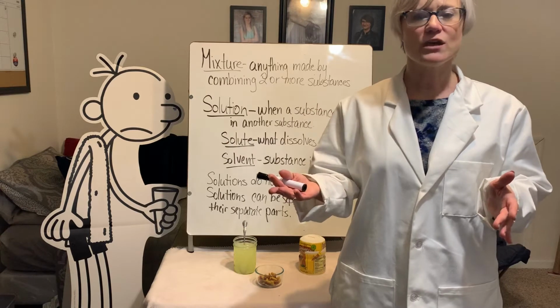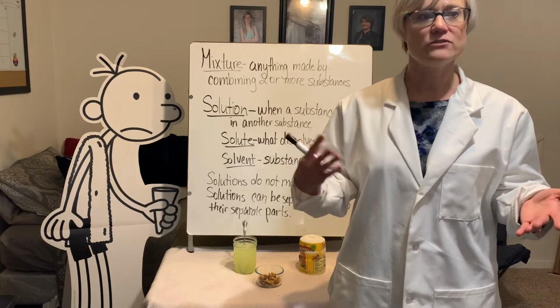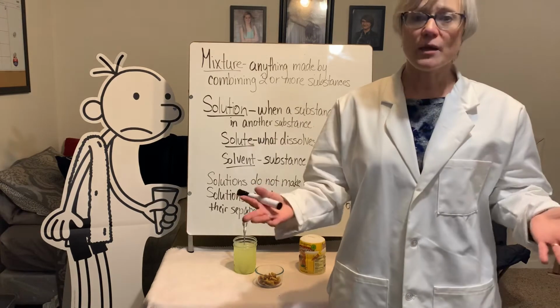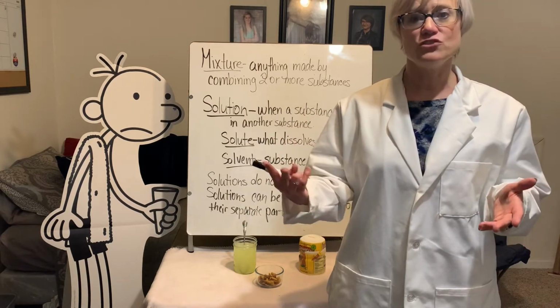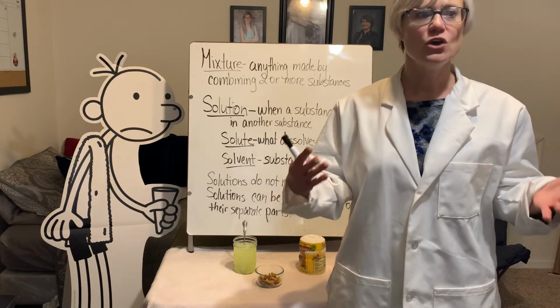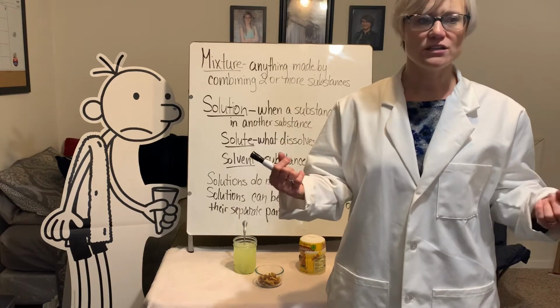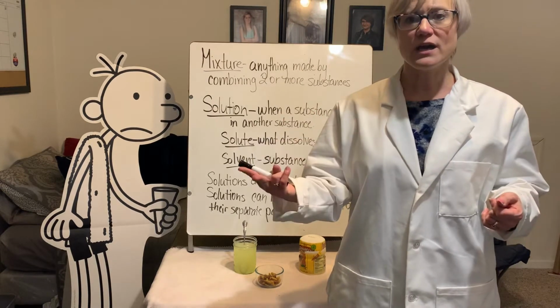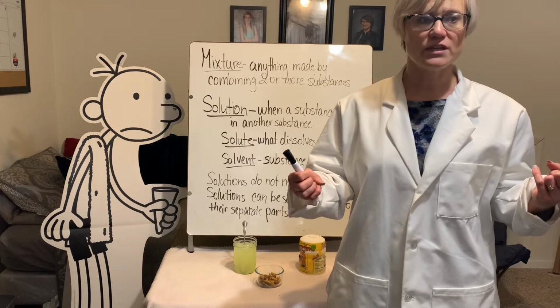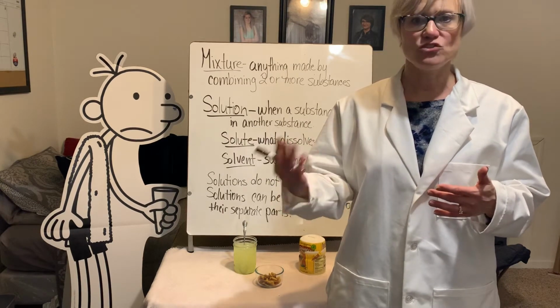So an example of an element would be like silver. Silver is a metal element. A compound is a pure substance that's made of two or more elements. We can think of water as a compound. Water is made up of the elements hydrogen and oxygen. It's made up of two hydrogen atoms and one oxygen atom that are combined that make the chemical formula H2O.